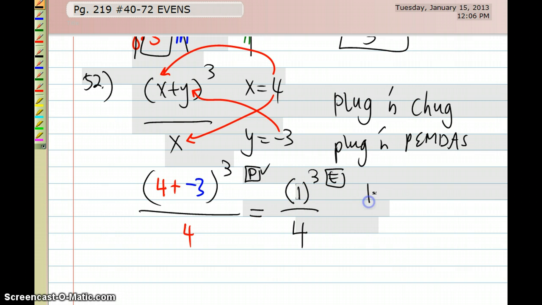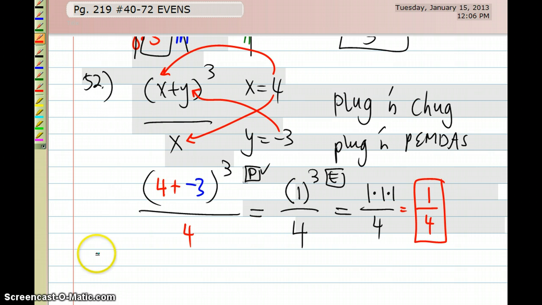1 to the third power means 1 times 1 times 1. Again, I'm expanding it out. I'm not taking any shortcuts. I want to make sure I get to the answer correctly. 1 times 1 makes 1. I keep the 4 in my denominator, and that's my final answer. I leave it as a fraction.